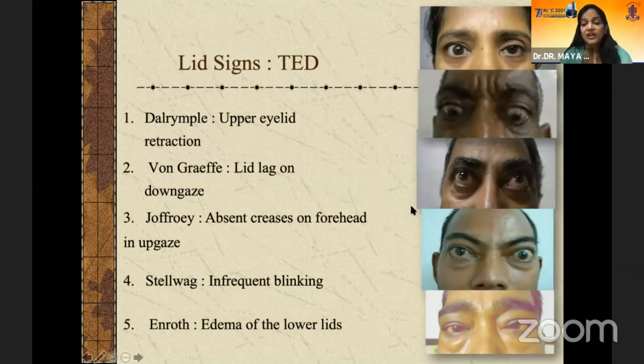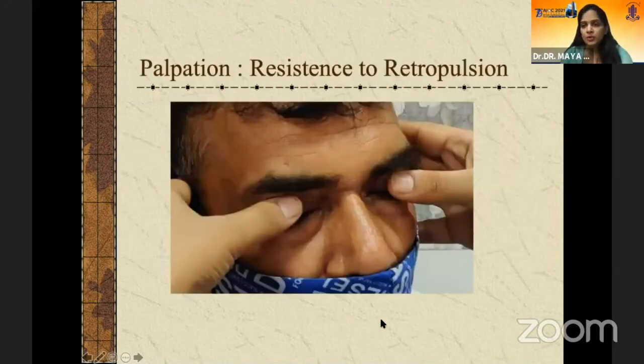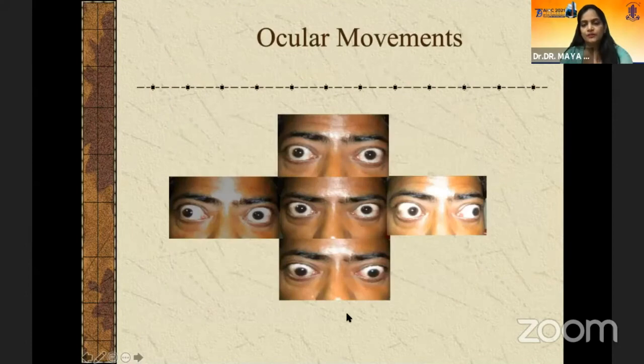signs. There are 25, but at least 10 you should know and do include in your workup. That is lid retraction, lid lag in down gaze, absence of forehead crease in up gaze, etc. To check for any activity in the thyroid eye disease, look for any congestion near the insertion of recti muscles. Do a retropulsion test. If you find any resistance to retropulsion, then it's called a positive retropulsion test.